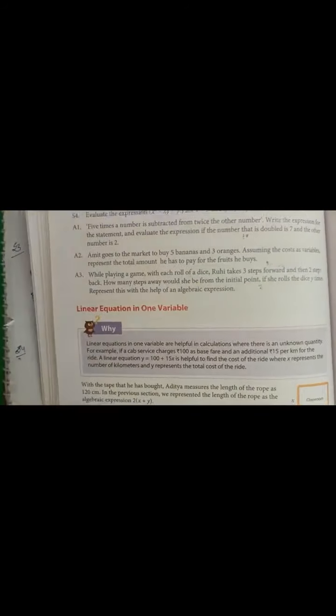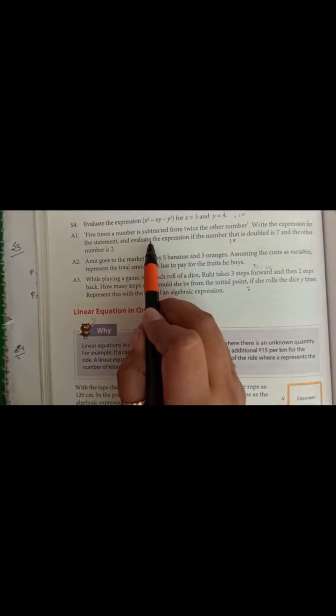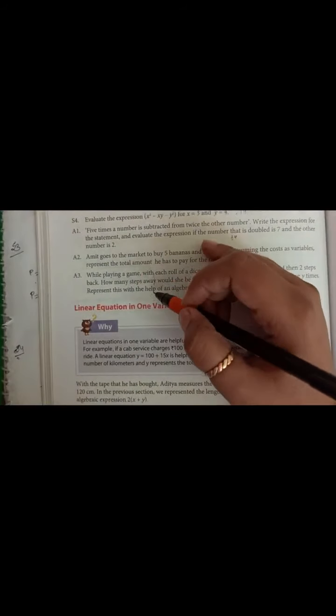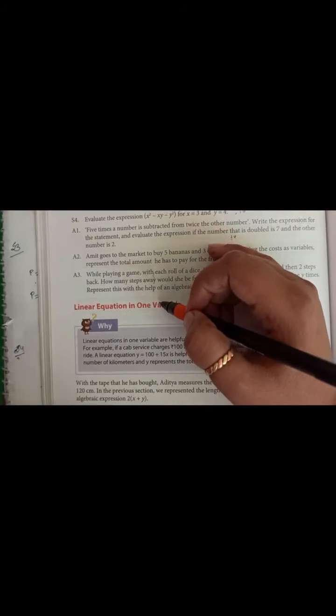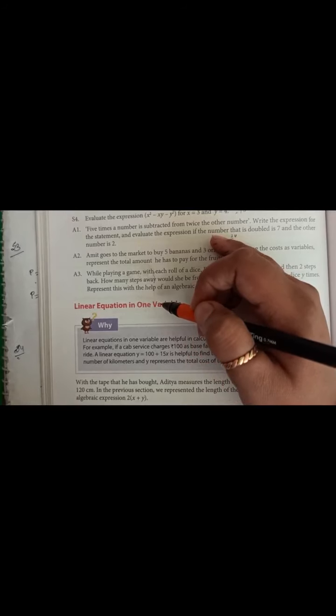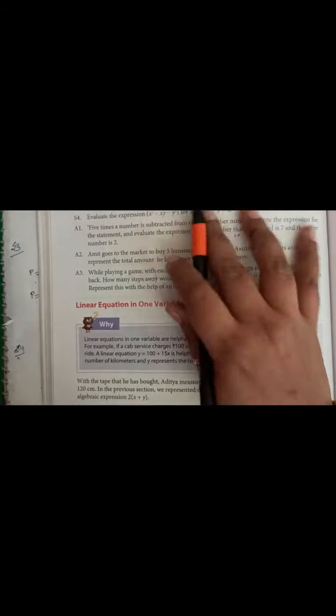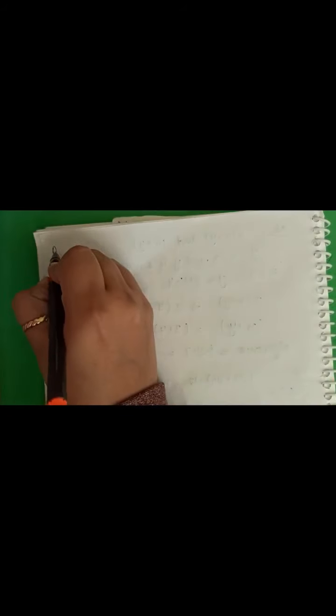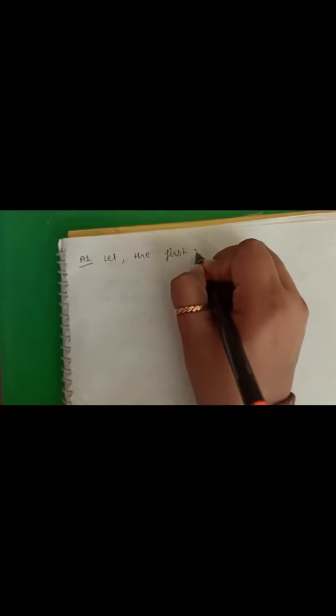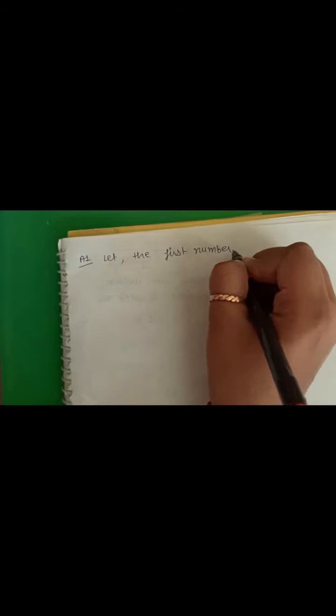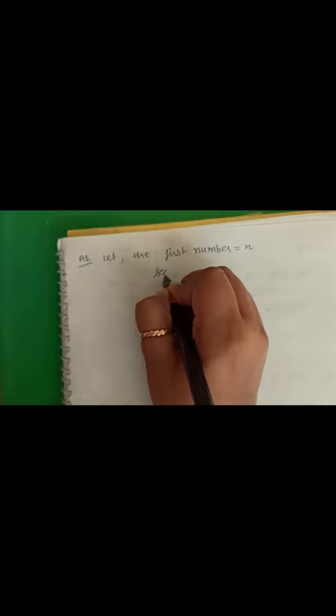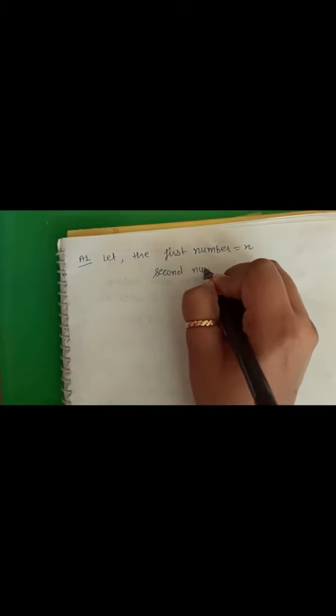See this question: 5 times a number is subtracted from twice the other number. Write the expression for the statement. Right? So firstly, we will write the numbers. Let the first number be x and the second number y.